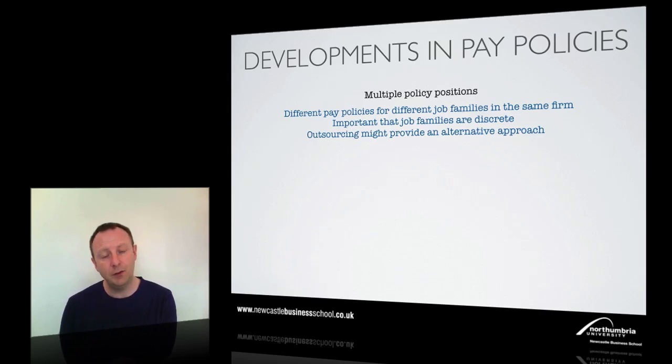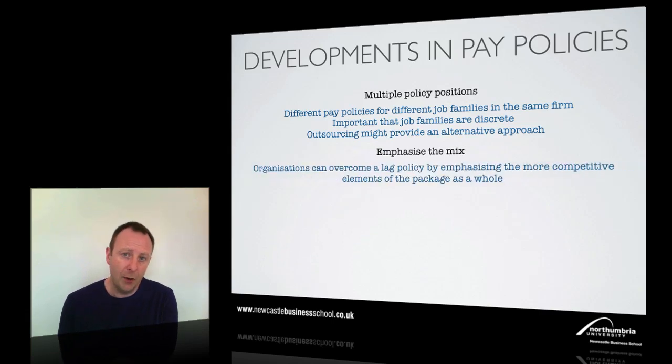You achieve the flexibility in costs for your own organisation, and you don't have the problem of internal comparison because those people aren't internal anymore. And so outsourcing may be seen as an alternative approach to this. Another thing that we've seen organisations doing in relation to their pay policy position is, rather than looking at the headline rates of pay, is to emphasise the reward mix.